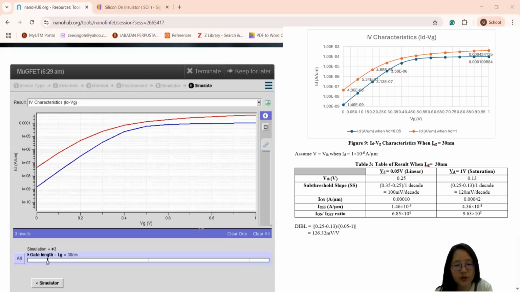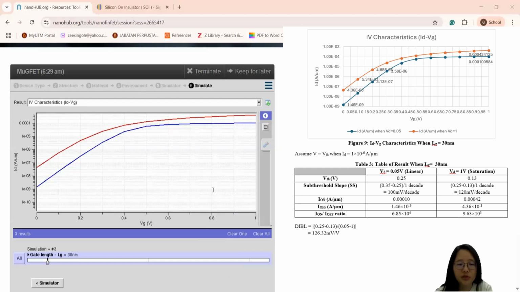So here, the subthreshold slope also increases. It is more obvious when VD equals 1 volt, the subthreshold slope is increased to around 120 millivolt per decade. And the DIBL also increased to around 126.32 millivolt per volt. So from the result obtained, it can be seen that the result is the same as the theoretical.